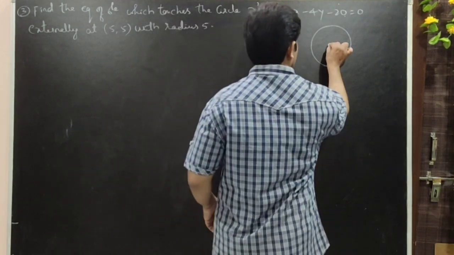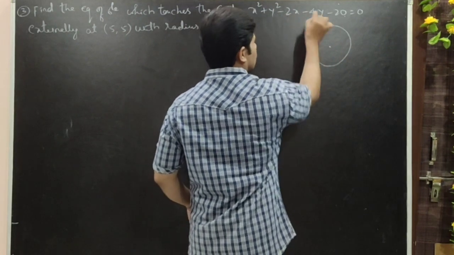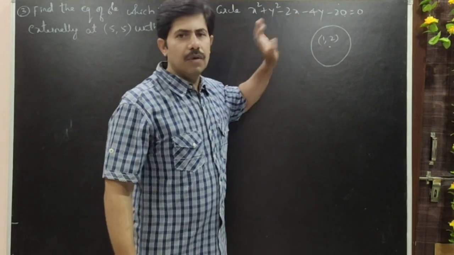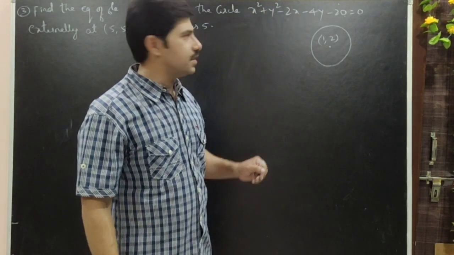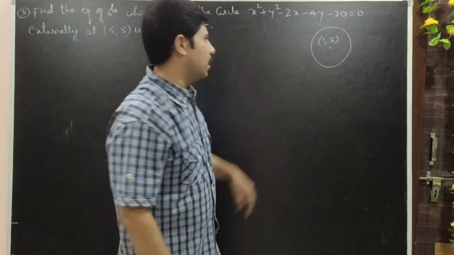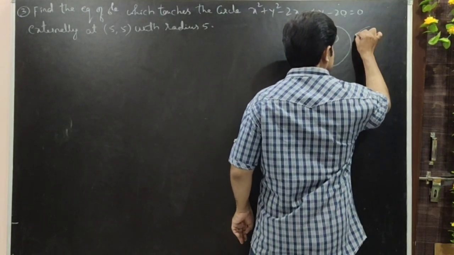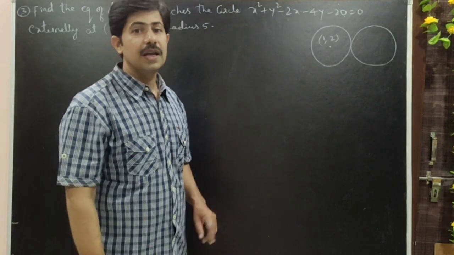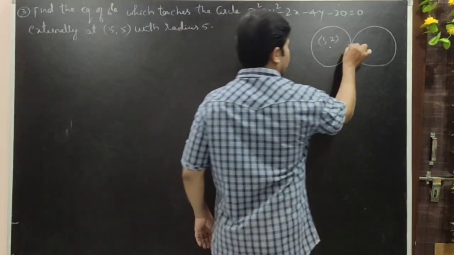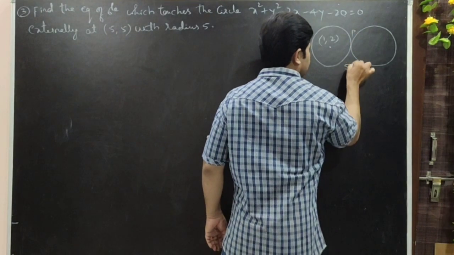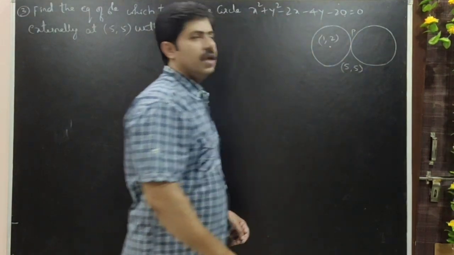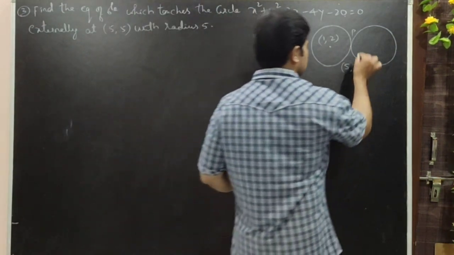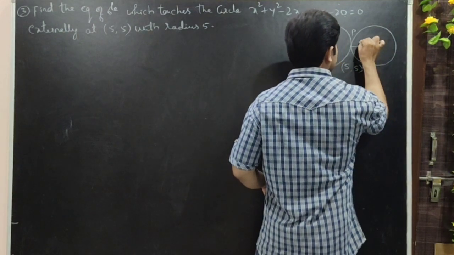So what is the center of this circle? It is 1 comma 2. The center is 1 comma 2. Now, we have to find out a circle which touches the given circle externally. That means, we need to find out a circle which touches the given circle externally at 5 comma 5. It is given as the point of contact, 5 comma 5, externally. Whose radius is 5? That means the radius of the required circle is given as 5.